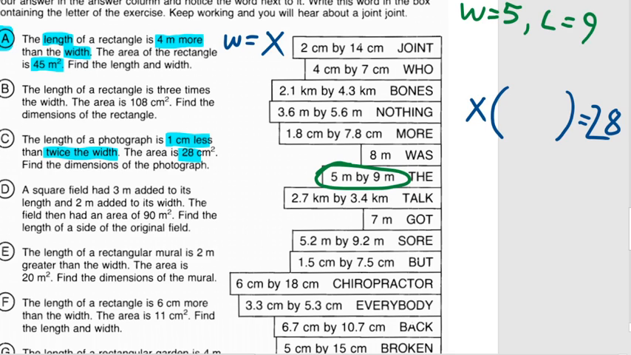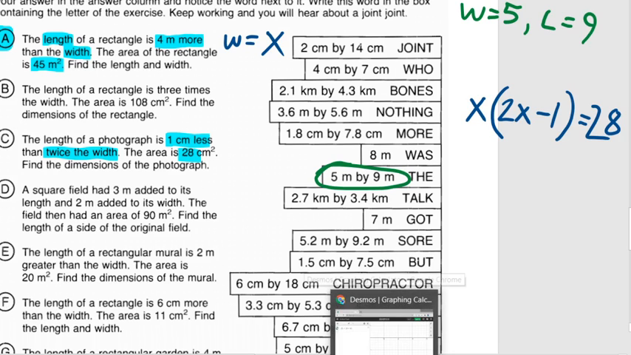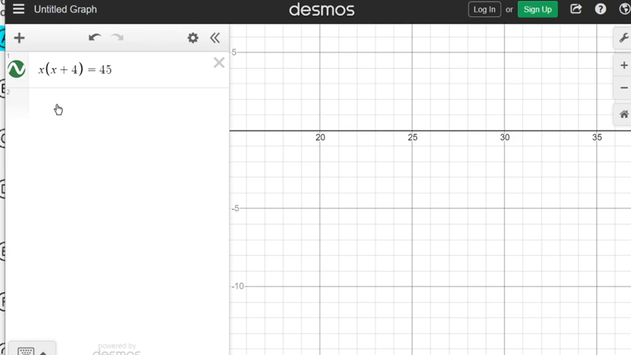Here it says 1 less than twice the width. So first we're going to multiply. We're going to do 2 times x, that's twice the width. We want 1 less than that, so we're going to say minus 1. And that should give us the answer when we plug that into Desmos. So I'm going to go back over to Desmos, type that in, x parentheses, and then 2x minus 1, close parentheses, this time is equal to 28.